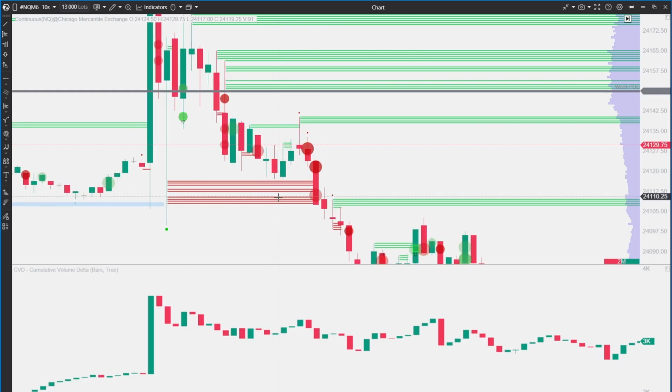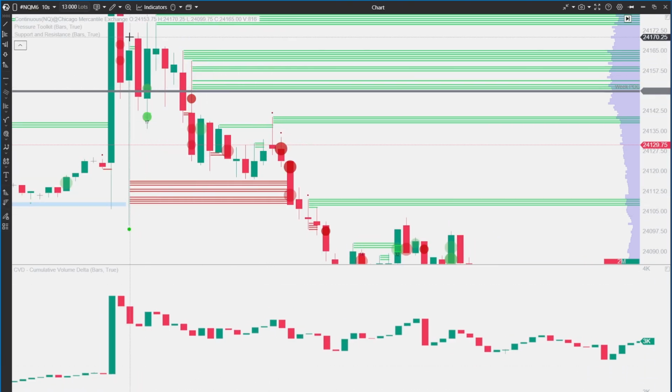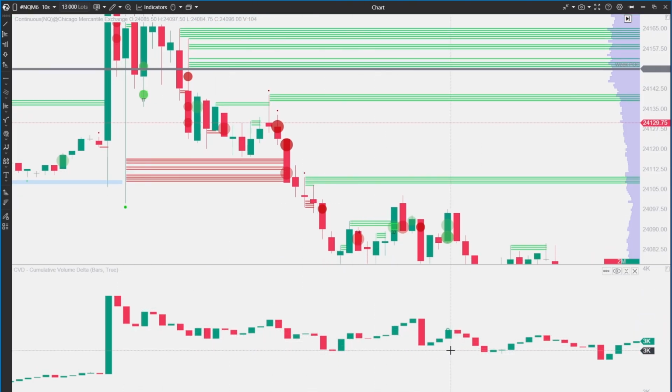So at this point, we can see that the price is clearly moving downward and the delta is also moving downward. You know, you might say this delta is neutral, but it is making lower lows along the way. So if anything, it's really weak delta. There's no positive delta. The negative delta is still stronger here.